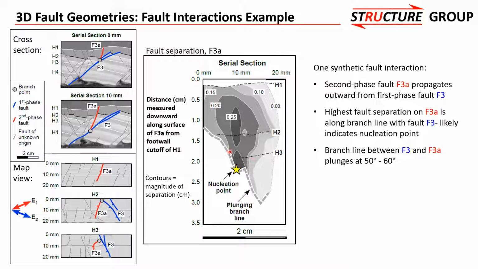And then what you can also see on this is the branch line between this fault F3A and fault F3 that it branches from. This branch line actually plunges at about a 50 to 60 degree angle, so it isn't a horizontal branch line. It also has a bit of rugosity to it, so it isn't a simple branch line.